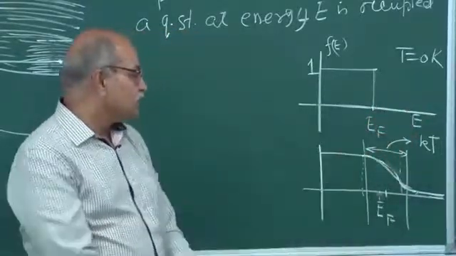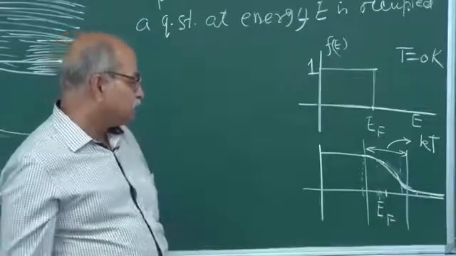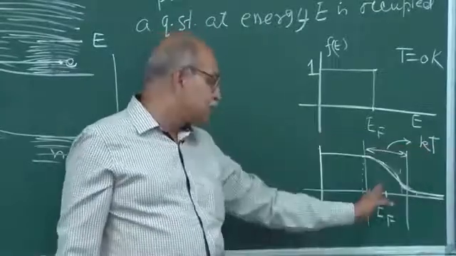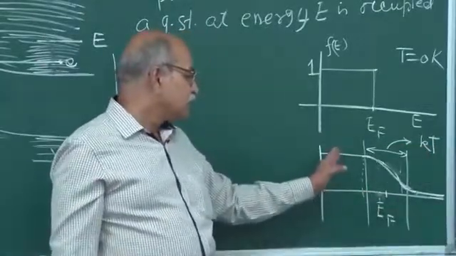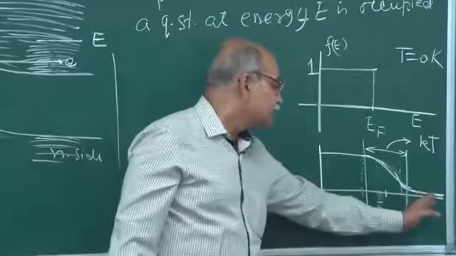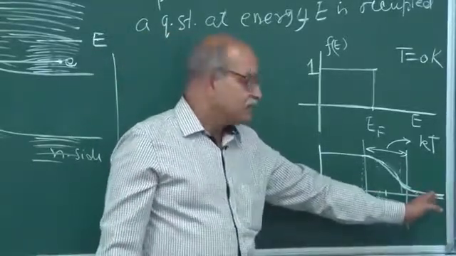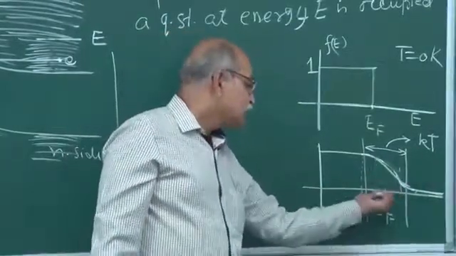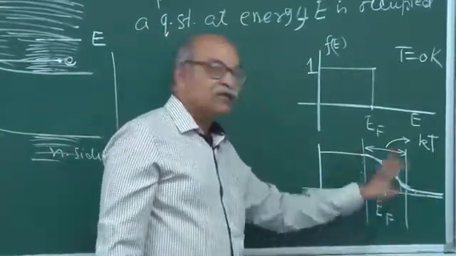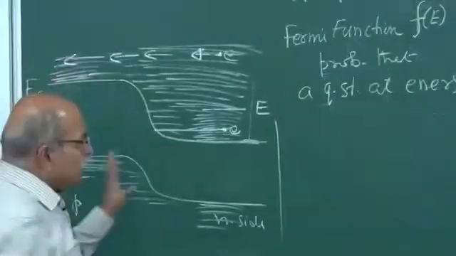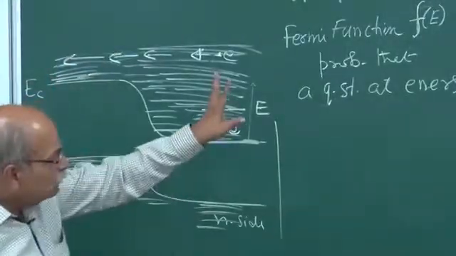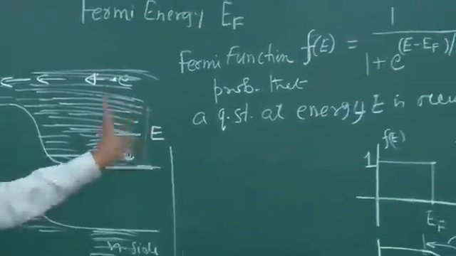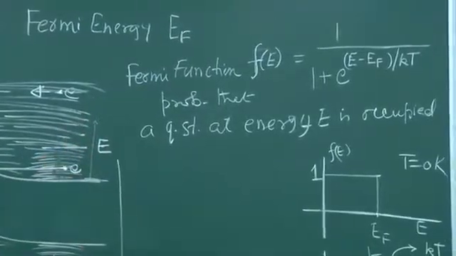So that's the kind of thing. If you are say 100 kT to the left, the probability is almost 1. If you are 100 kT on the other side, the probability is 0. But if you are say 2-3 kT on this side or that side, then you can have an intermediate probability. Okay, so now let us use this function to get probabilities in intrinsic semiconductor, p-type semiconductor, and n-type semiconductor.